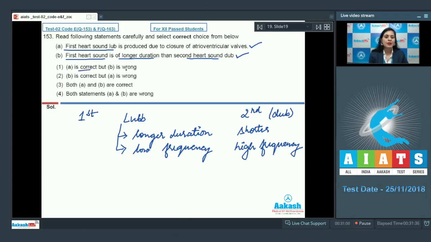Now option 1 is A is correct but B is wrong. This is incorrect. B is correct and A is wrong. This is incorrect. Both A and B are correct. This is a correct option and is a correct answer to our question. And both statements A and B are wrong. This is an incorrect option. So the correct answer is option number 3. Let's discuss our next question.